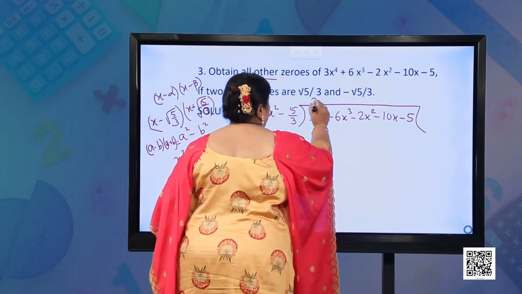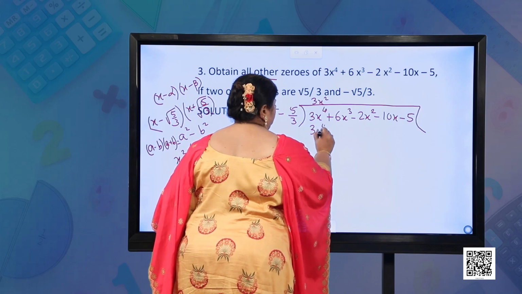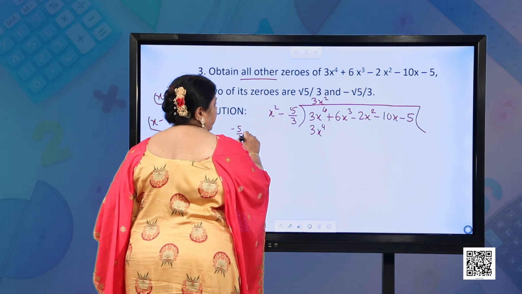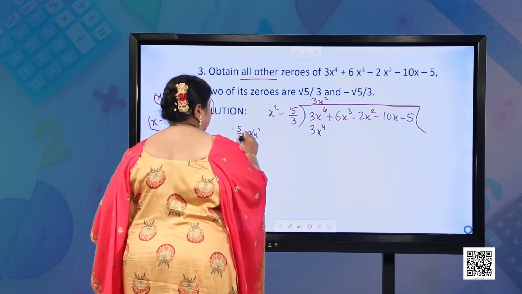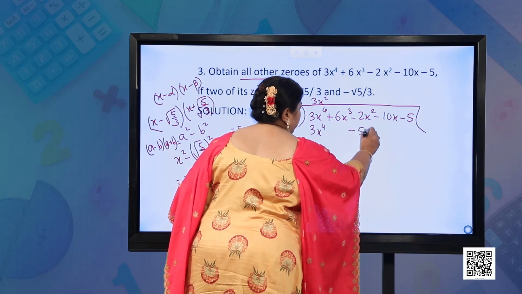I think I will multiply by 3x square. So, I get 3x to the power 4, and minus 5 by 3 into 3x square, the 3 gets cancelled, I get minus 5x square.